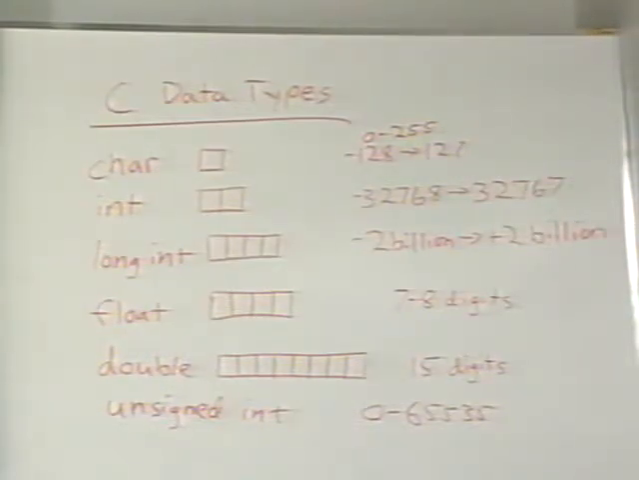The character data type uses 1 byte, you can see by the 1 square. Integer data type uses 2 bytes. The long integer takes 4 bytes, floating takes 4 bytes, and double precision takes 8 bytes of storage.